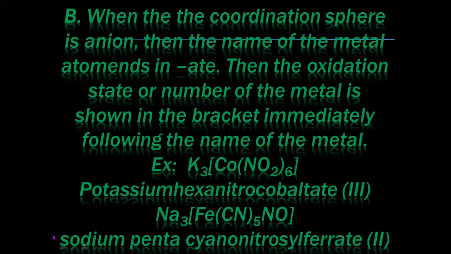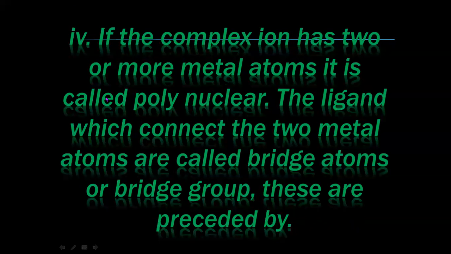Therefore, to write the name of this compound, we have to write first the cation sodium, then cyano, C comes first, therefore cyano, then comes nitrosyl, N comes after C, therefore sodium pentacyanonitrosylferrate. The name of the metal, ferrum, will be written as ferrate. We have to add ATE, and then the oxidation state of the metal.